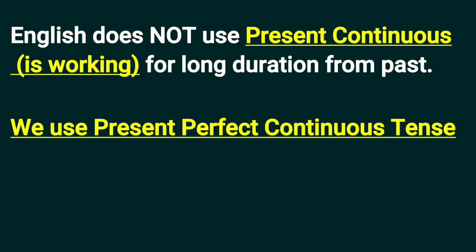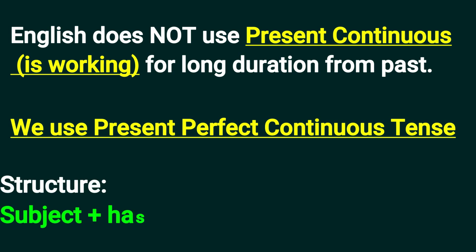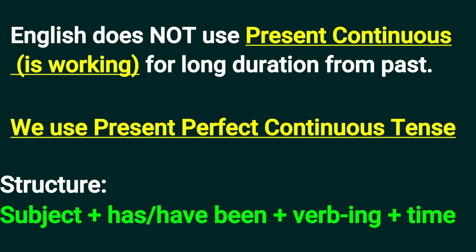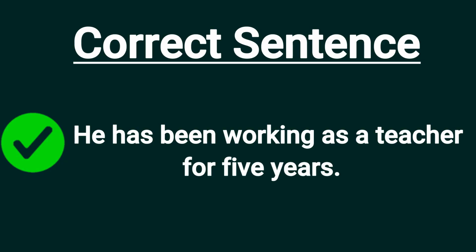Let's understand more. English does not use present continuous for a long duration from the past. We use present perfect continuous tense. So the structure is subject plus has/have been plus verb-ing plus time. So the correct sentence is: he has been working as a teacher for 5 years.